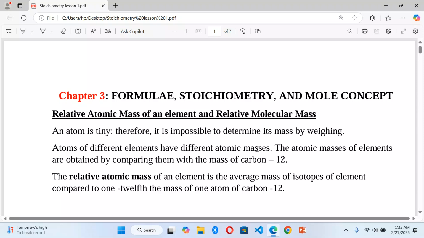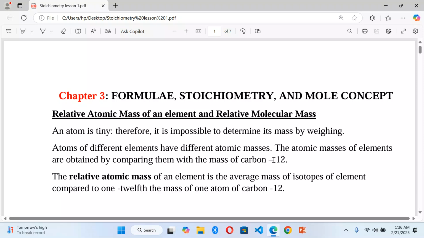We have atoms of sodium, atoms of magnesium, atoms of calcium, and each element has its own atomic mass. The atomic masses of the elements are obtained by comparing them with the mass of carbon 12. This was done a long time ago, when they found out that carbon 12 could be used for comparison because its mass was very well known then.